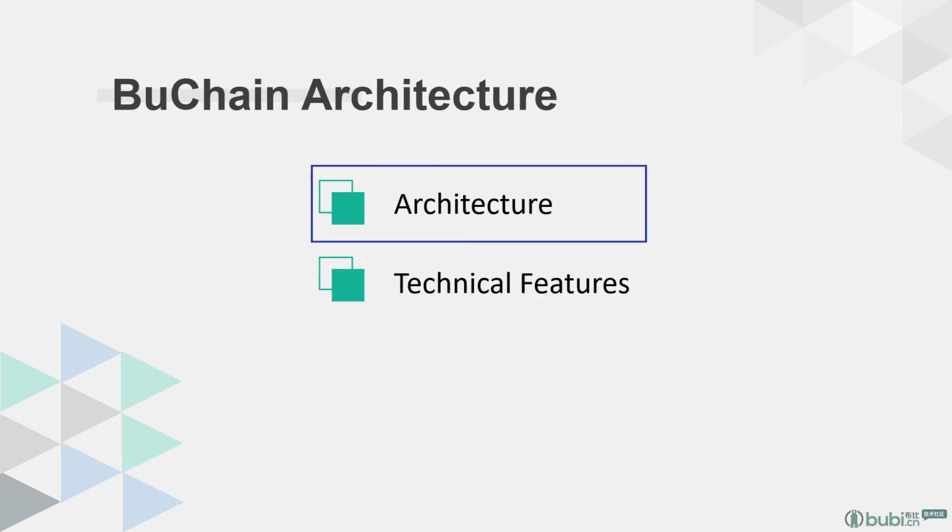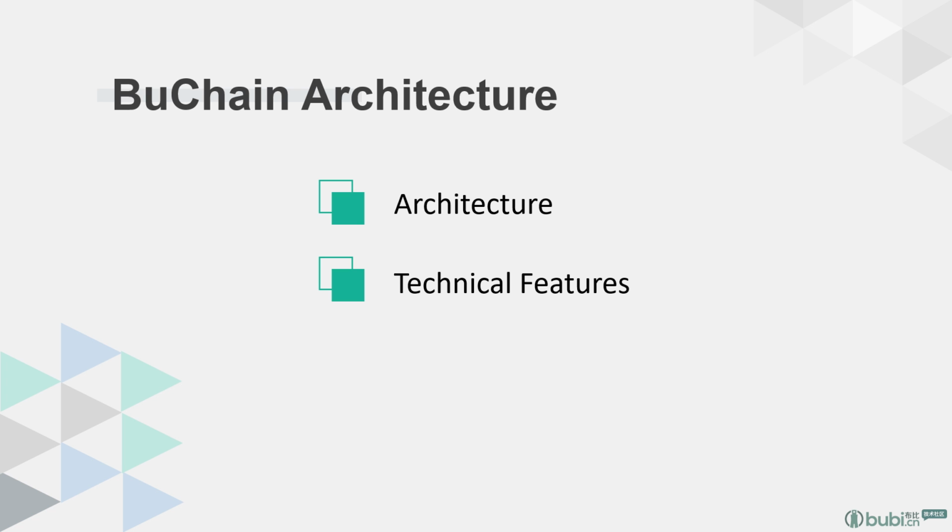Understand the BuChain architecture and some of its technical features in this video. The development of the BuChain architecture has gone through two phases. In the first phase, we focused on scenarios in the consortium chain. We implemented the basic architecture of the blockchain, focusing on encryption technology and providing a risk SDK for development.